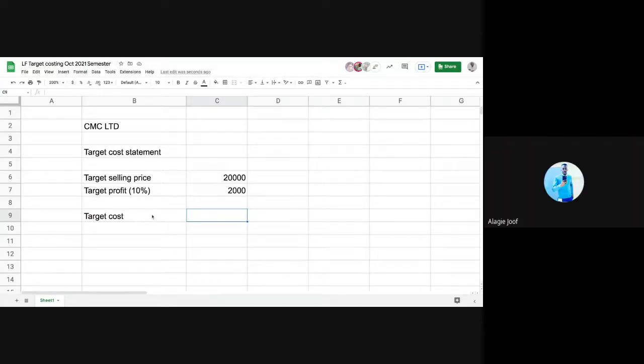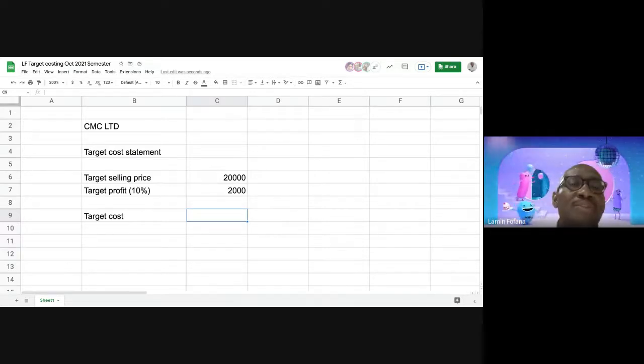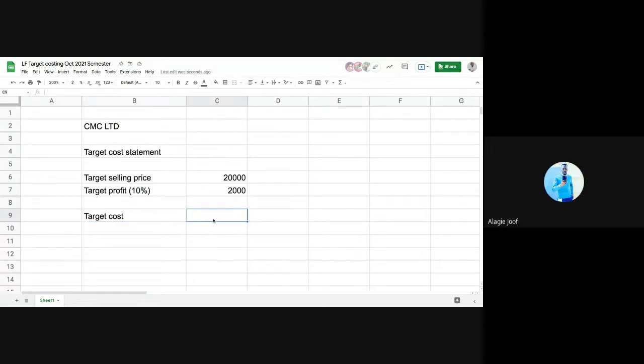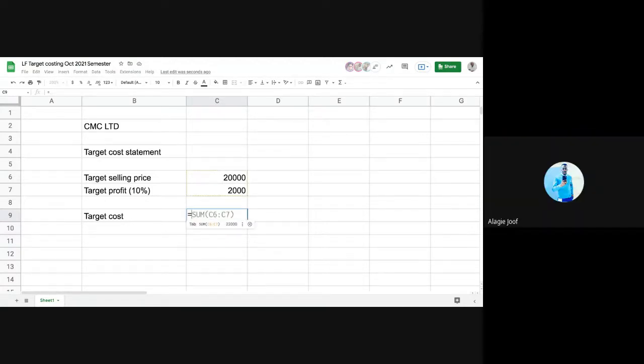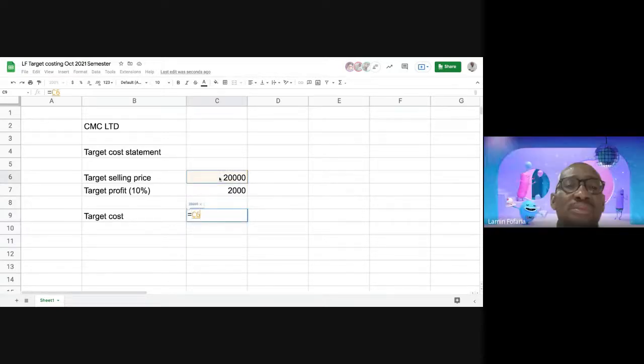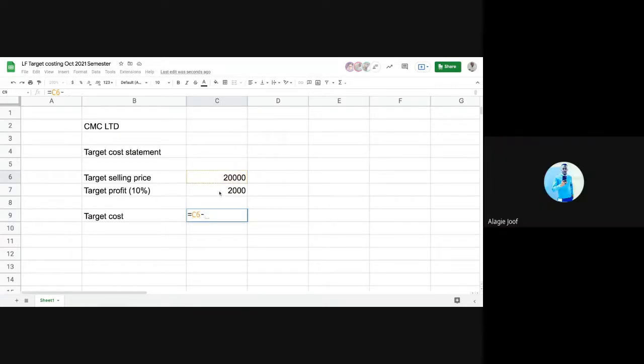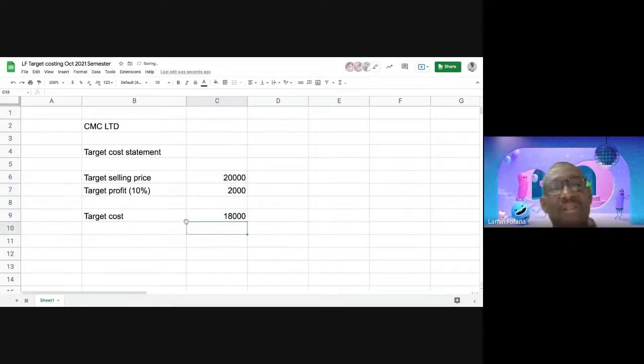What is the formula? How do you calculate the target cost? You subtract the profit from the selling price. Selling price, yes. I think the selling price is bigger, isn't it? Okay, so can someone give me the formula for that? We say equals to C6 minus C7. We enter. Correct. Okay.